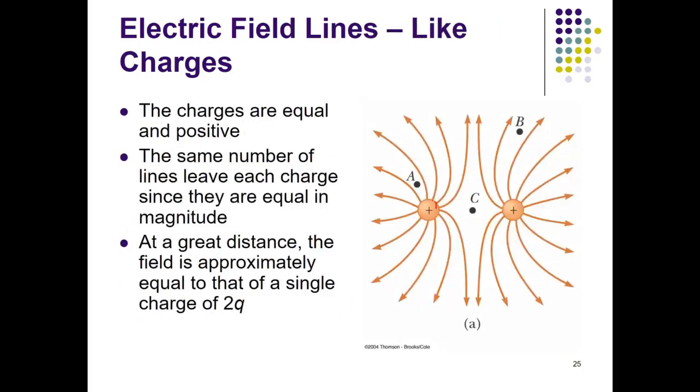Remember, these two charges are positive. So lines are always going away. Look at the arrow, it always goes away from it. But point C is interesting. At point C there are no lines of electric field. Looks like the electric field here is 0.